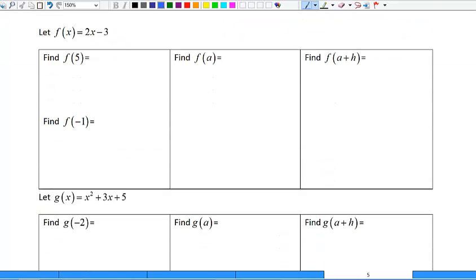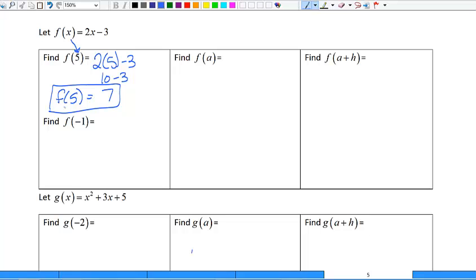So here's a function, f of x equals 2x minus 3. I want you to find f of 5. Now that's a value. So I'm plugging in 5 in place of x. Because I'm asking for f of 5, every time we see an x, we're going to simply put in 5. So we have 10 minus 3, which is 7. So f of 5 is equal to 7.